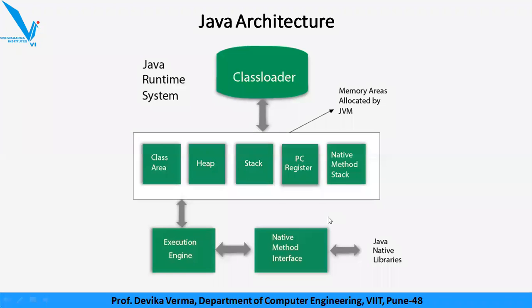Here the class loader is a subsystem of the Java Virtual Machine, which is used to load the class files into your RAM. Whenever we run a Java program, it is first loaded by the class loader, and there are three built-in class loaders in Java. The next that you see are the different memory areas allocated by the Java Virtual Machine. The complete memory is divided into class area, heap, stack, and PC register, and each of these compartments is used for a different purpose.